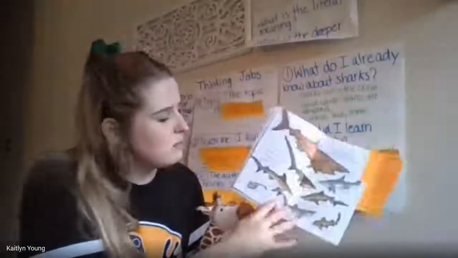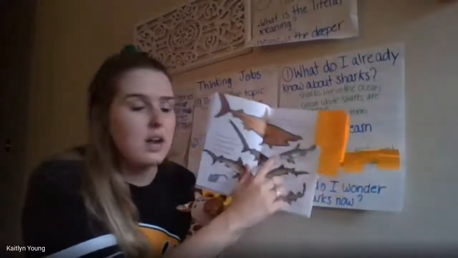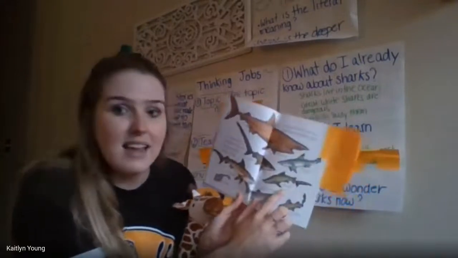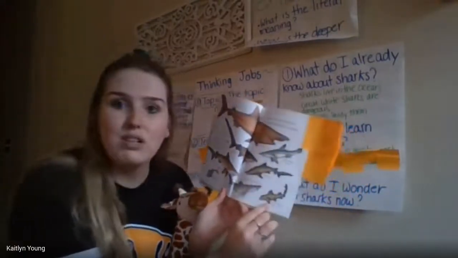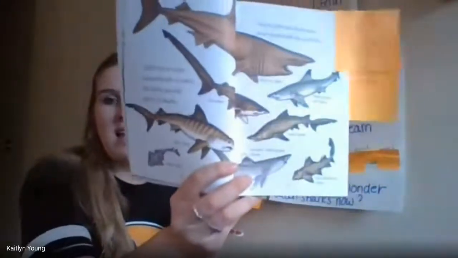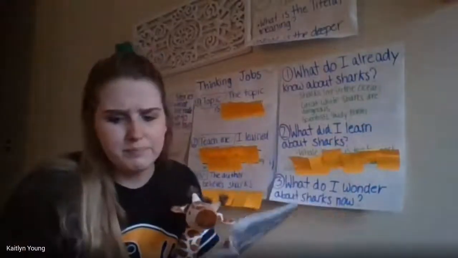Awesome. Now, this one is the tiger shark. This is the angel shark, the thresher, the basking shark, the black-tipped reef shark, the sand shark, the oceanic white-tipped shark, and the port jackson shark. So that tells me that there's more than one type of shark, and I did not know that. I just knew about the great white.